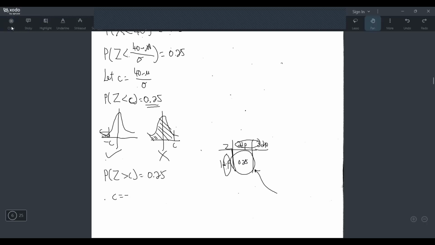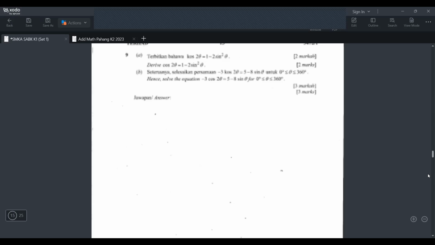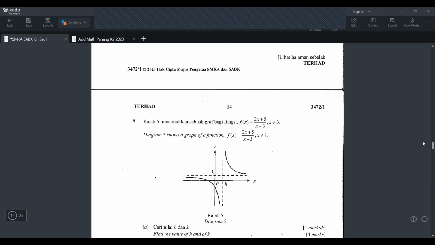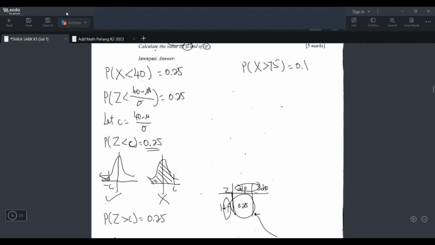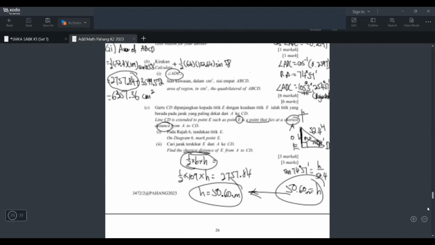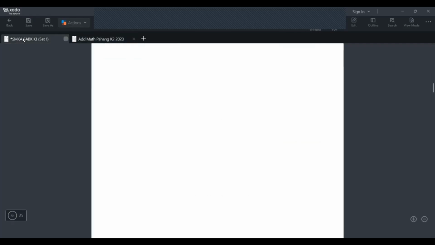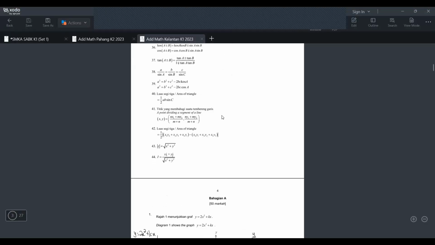So I'll go to the table, but I don't have the table in this set. They never give me in this state paper. So I will go to another state paper. Let me scroll back up. Let's look at the Pahang paper, hopefully they give. Oh, they never give also. So then I have to open another set. Let's try the Kelantan one, maybe Kelantan people have the table. So let's see Kelantan.